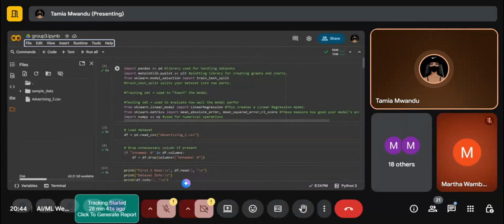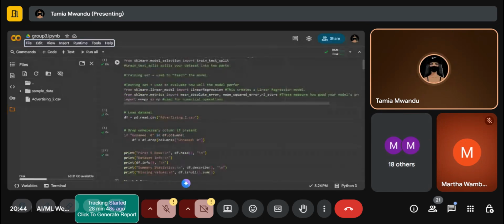Split your data sets into two parts: a training set, used to teach the model, and a testing set, used to evaluate how well the model performs.